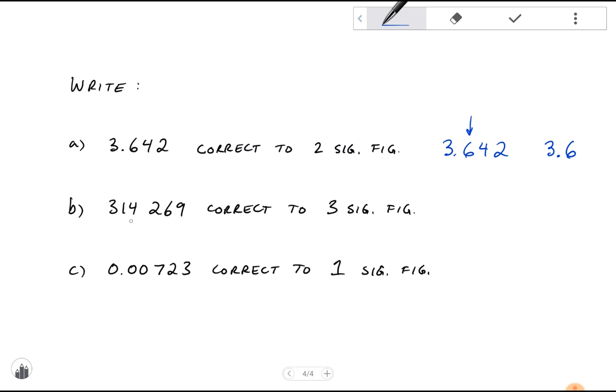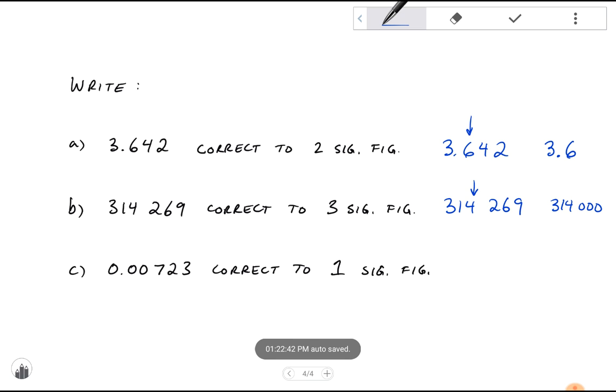Let's write this large number, 314,269, correct to 3 sig fig. So there's the number, 3 sig fig. Start from the left and count 1, 2, 3 numbers. Look to the right of the 4, because that's the third number. It's a 2, so we're going to round down. Okay, so we're going to write 314,000. That's this number here, correct to 3 sig fig.